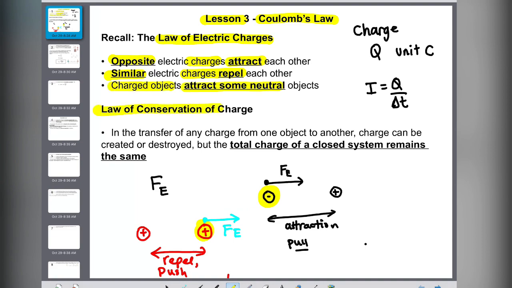Okay, and then we have the law of conservation of charge. It says that if there is any transfer of charge from one object to another, the total charge of the closed system will remain the same. This usually applies to a static system. That's why in grade 9, we talked about charging by contact and charging by induction. But in here, we're not going to go into super detail.